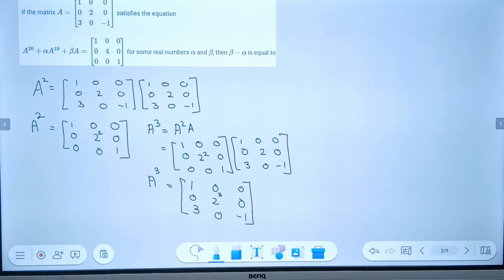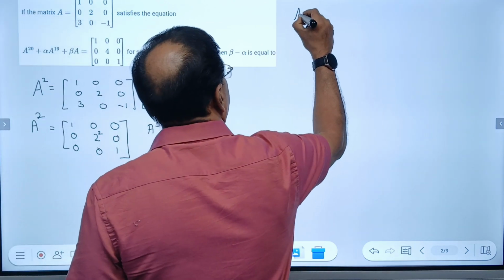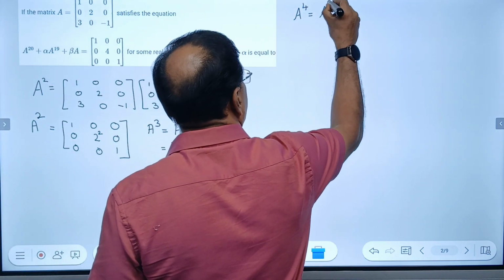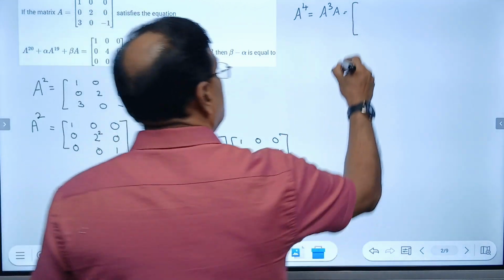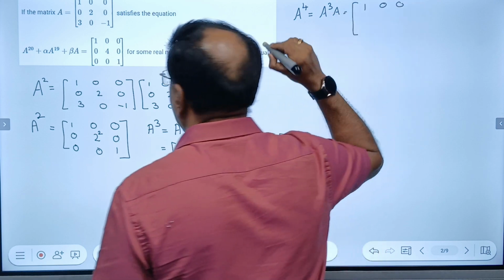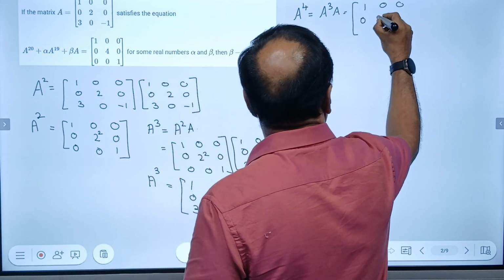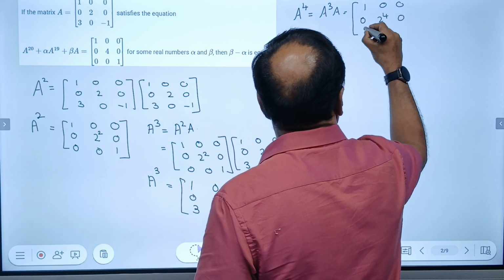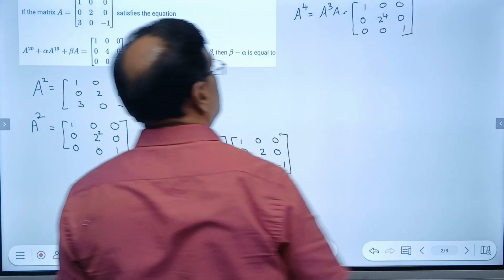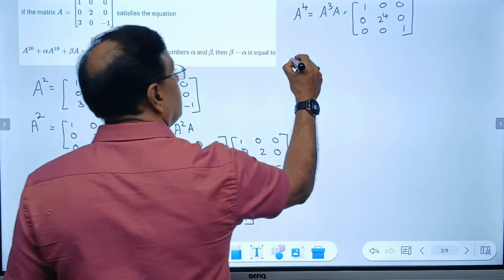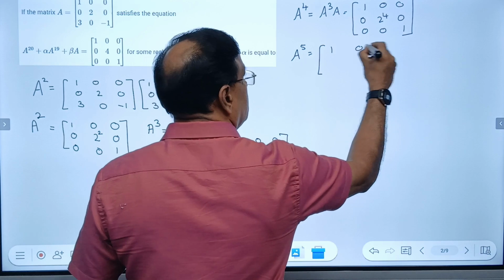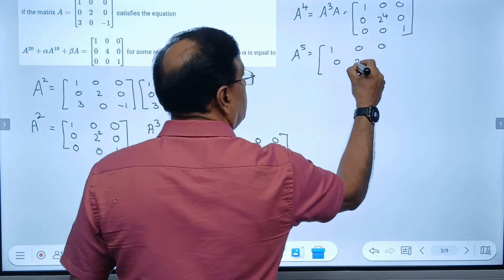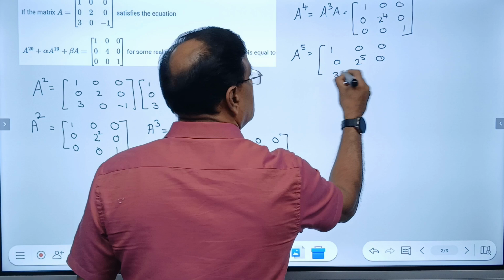Now I'll try to find what my A power 4 is. When I do A power 4, it is A cube into A. I will leave it to you. You will definitely get it as 1 0 0, 0 2 power 4 0, 0 0 1. What will be my A power 5? My A power 5 will be, look at A cube, it is 1 0 0, 0 2 power 5 0, 3 0 minus 1.